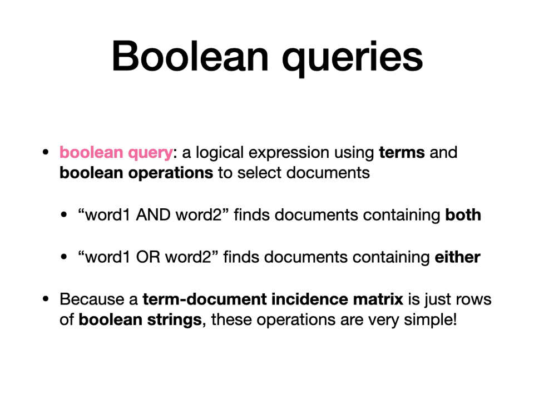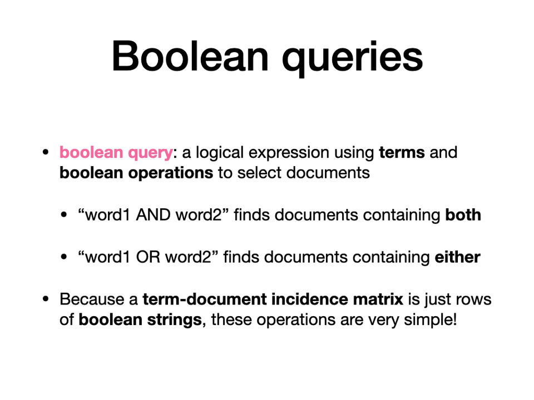So word 1 and word 2 finds any documents that will contain both of those words, whereas word 1 or word 2 finds any documents that contain either of those words. So the term document incidence matrix that we built before, that's just rows of Boolean strings. Hey, we know how to do this now. We know how to execute a Boolean operation to retrieve some documents.